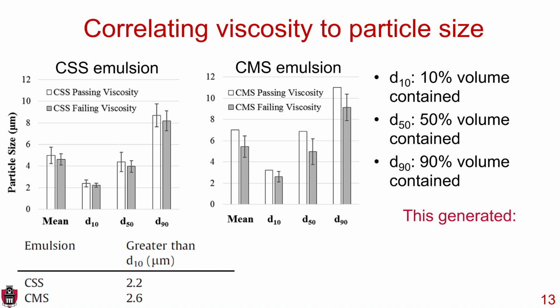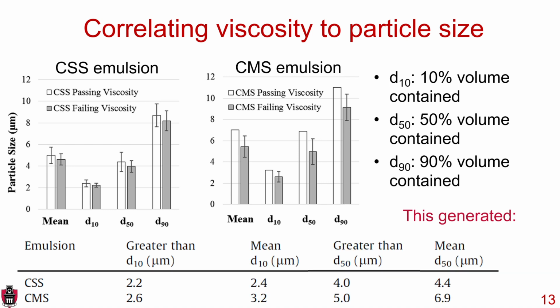So for CSS, we thought that 2.2 microns was the minimum D10, 2.6 for CMS for the D10, and then the corresponding mean of D10. So that was the average value of D10. So we had not only a minimum value of D10, but a mean of D10. Then we had a minimum value of D50 and a mean of D50. So minimum for D10 of 2.2 and 2.6, mean D10 of 2.4 and 3.2, and then greater than D50 of 4 and 5 for CSS and CMS respectively, and then a mean of 4.4 and 6.9.